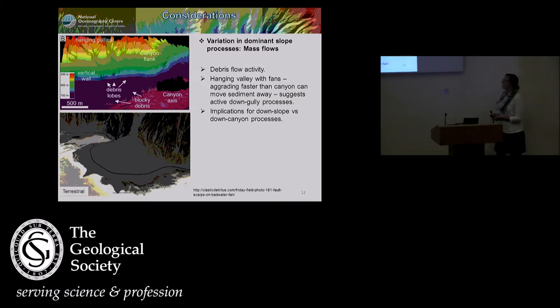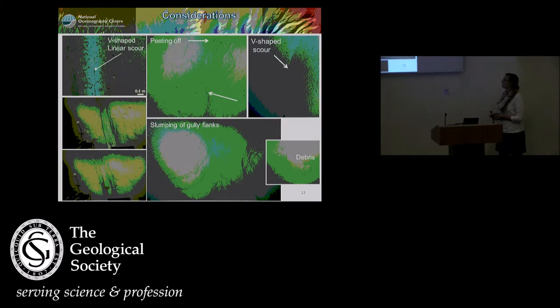We also find evidence for debris flow activity. We find these debris fans at the base of some of these hanging gully systems. This isn't the actual one, this is just an example that you can see in the terrestrial environment. But this indicates that we do have this debris flow activity coming down the main axis of these gullies. This is also quite interesting because it indicates that the processes operating on the canyon flanks are more active, or have been active more recently, than the major processes that we know are coming down the main canyon axis. Otherwise, these fans would have been eroded.